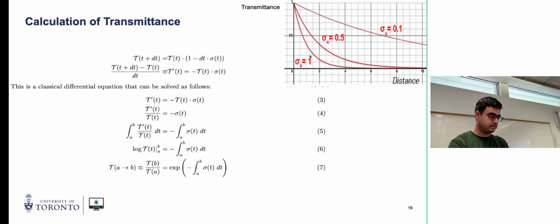This graph shows the dependence of transmittance and distance on the basis of the values of sigma. As the value of sigma increases, the transmittance decreases for the same distance. So for sigma equals 0.1, it is higher than for 0.5, and higher than for 1.